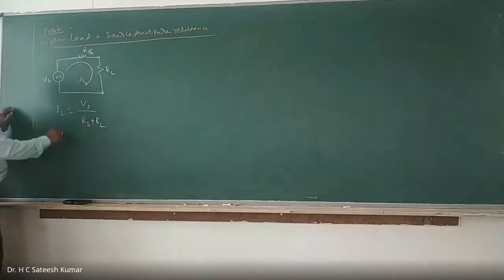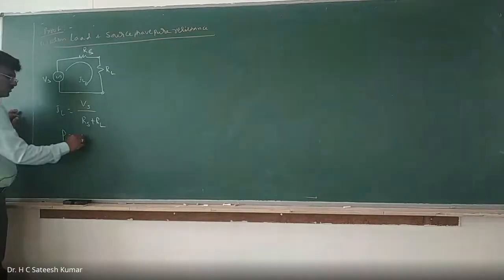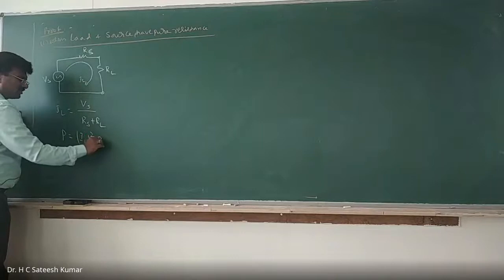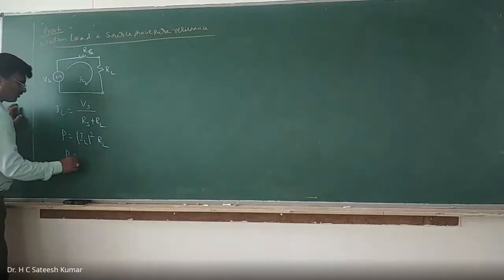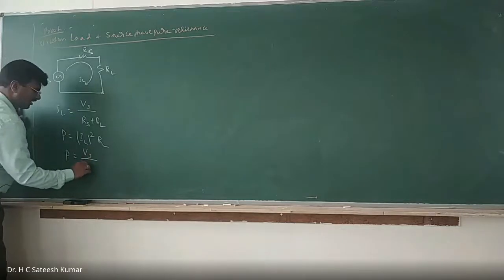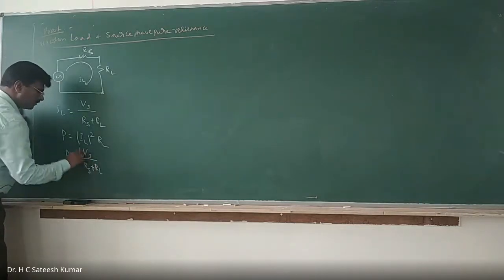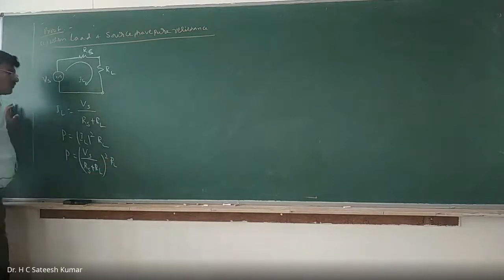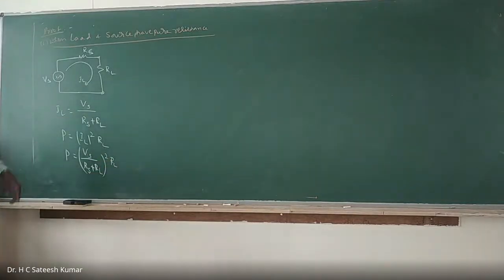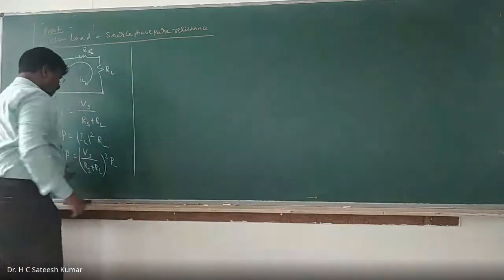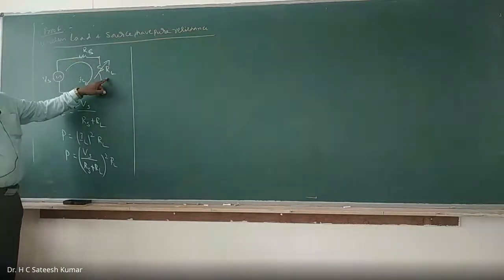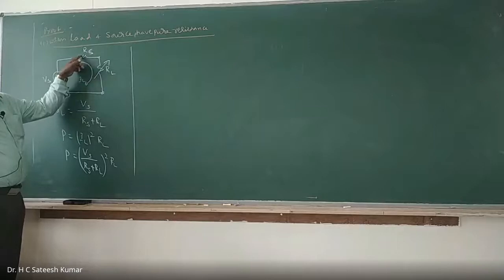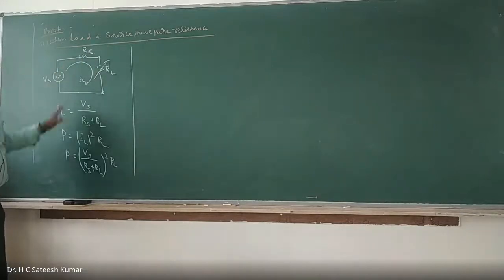Power is equal to the magnitude of IL squared into RL. Since it can be a complex value also, we should consider the magnitude sometimes. That's the reason why I have taken the magnitude of IL squared into RL. So power is equal to Vs divided by Rs plus RL, whole square, into RL. Maximum power will be obtained if you vary the load such that maximum power will be transferred from source to the load when the load resistance is equal to the source resistance. That we need to prove. That's what the statement says.